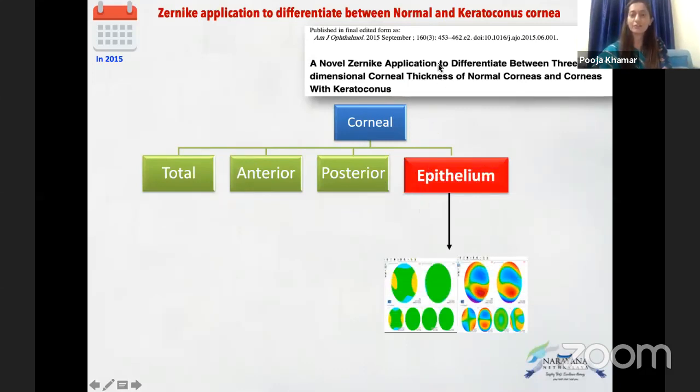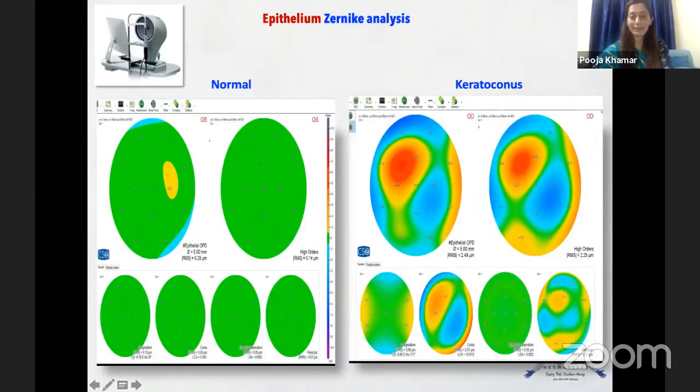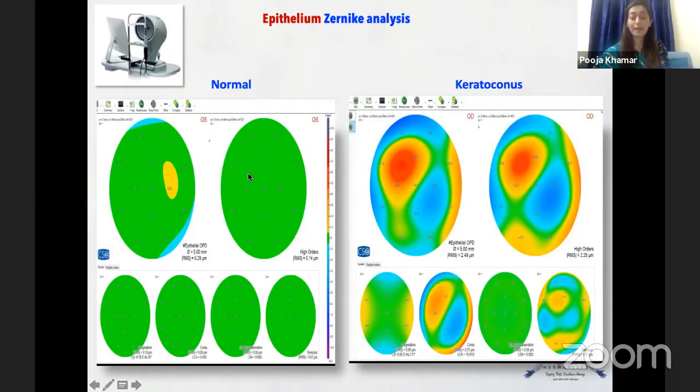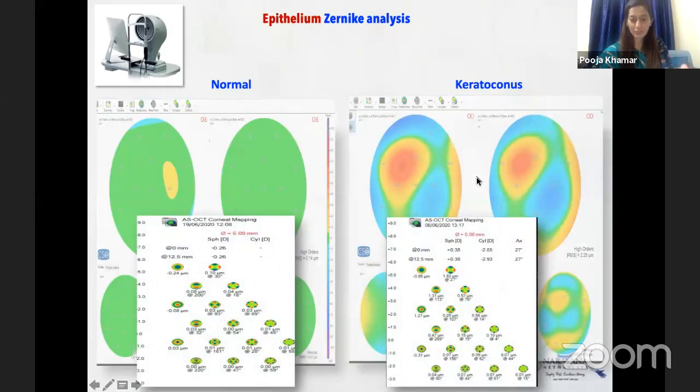So in 2015, our group first published this paper, where they utilized a novel Zernike application just from the epithelium to differentiate between normal and keratoconic eyes. Now we can analyze the same with this tool. This additionally gives us the epithelial Zernike profile. And you can see here how the Zernike profile is in your normal epithelium and in your keratoconic eyes. And these are how your aberrations look in normal and suspicious eyes.